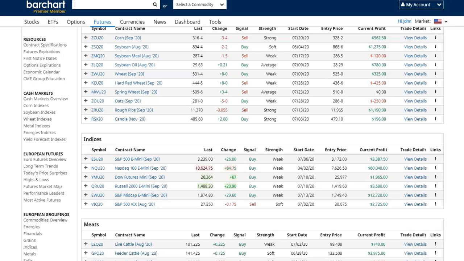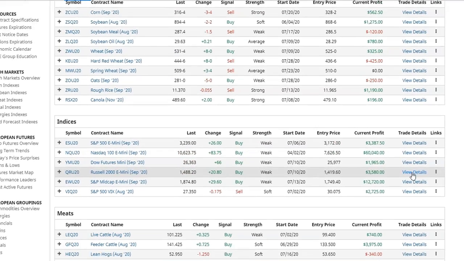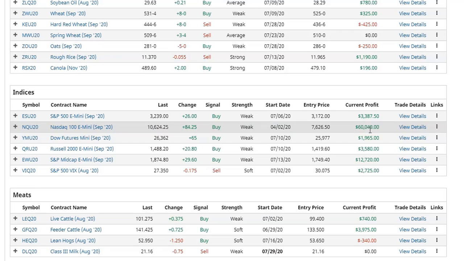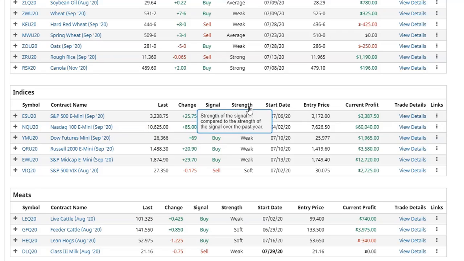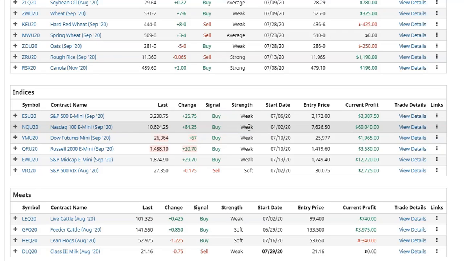So I want to stop at this one here, the NASDAQ, and what we're going to see is that currently this buy trend signal that we got has got us into a position that has now created a profit of almost $60,000. Here is our last price, how much price is up or down today. Our most recent signal was a buy signal based on our crossover. And here we can see something called strength, which just tells us how strong our trend is compared to what it's been over the last year.